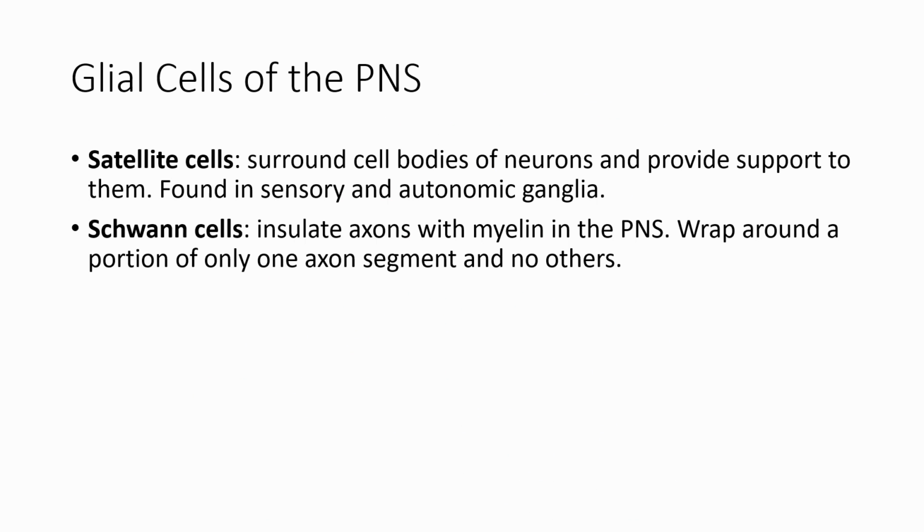When we look at the glial cells in the peripheral nervous system, we only have 2. Nice short list: the satellite cells and the Schwann cells. The satellite cells are going to surround the cell bodies and give some support. We see these with the sensory and the autonomic ganglia. And then the Schwann cells are kind of the peripheral nervous system's equivalent to the oligodendrocytes, in that they're going to produce that myelin for the axons.